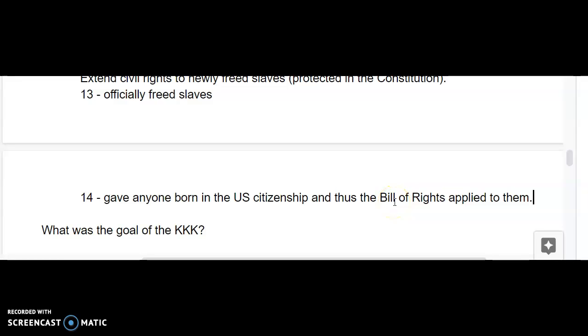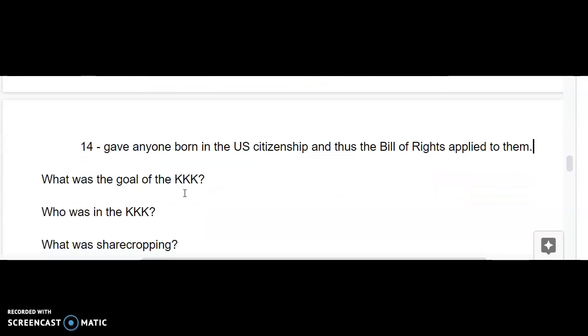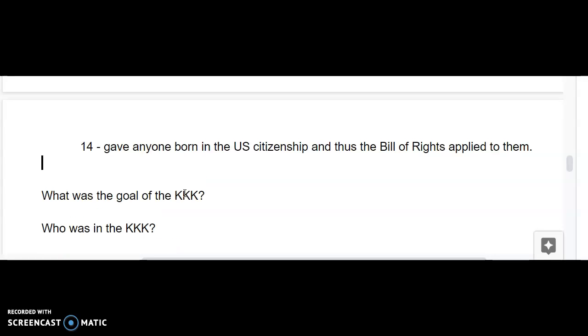It's just your general rights, your right to vote, your freedom of speech, your right to bear arms, your right to a fair trial. All of those things kind of fall under the 14th Amendment. And we will see that that is oftentimes limited by different groups in the South. And then the 15th Amendment gave African American men the right to vote. Okay, so you need to know all three of those amendments.